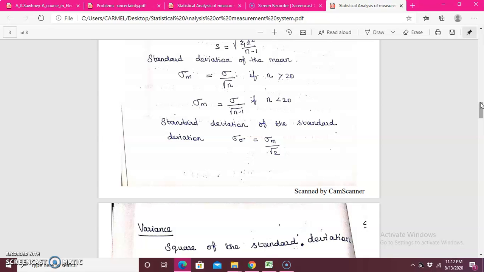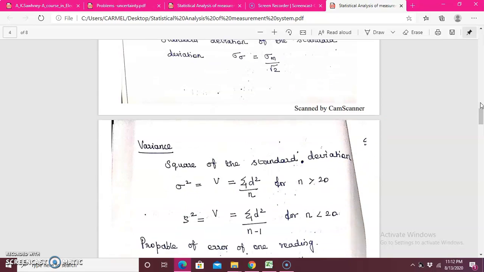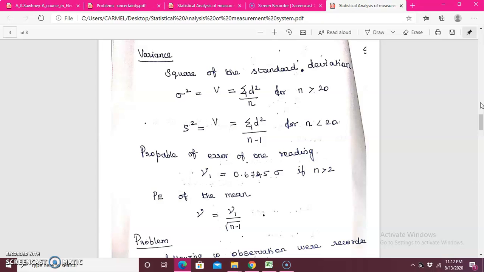Three things you have to notice. Next one is about the variance. What is variance? Variance is calculated as the square of standard deviation, and the letter we use is b. So b is nothing but sigma square, or else s square. We call it sigma square when n is greater than 20, and s square when n is less than 20. So this is how we calculate the variance.